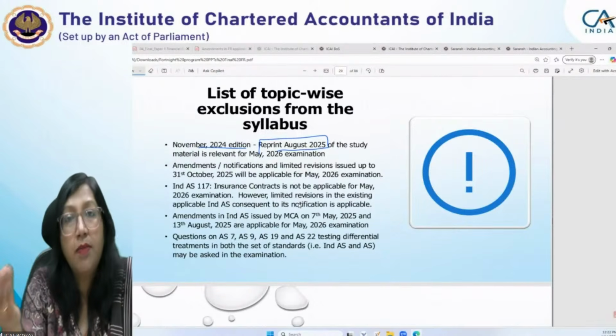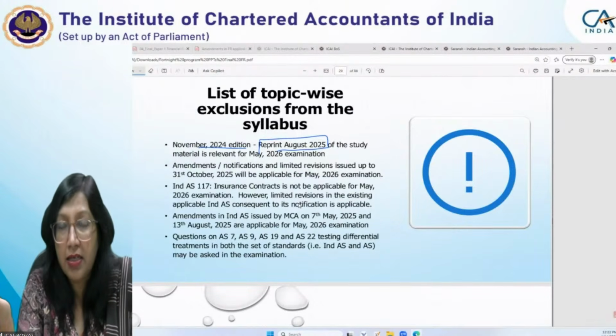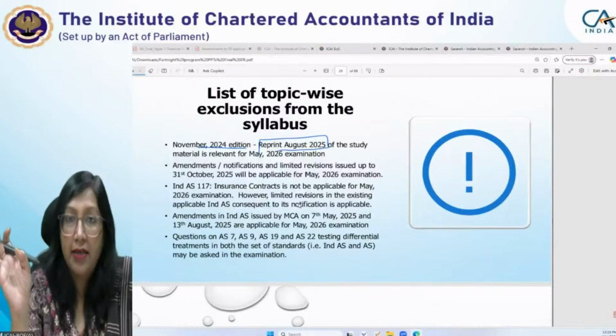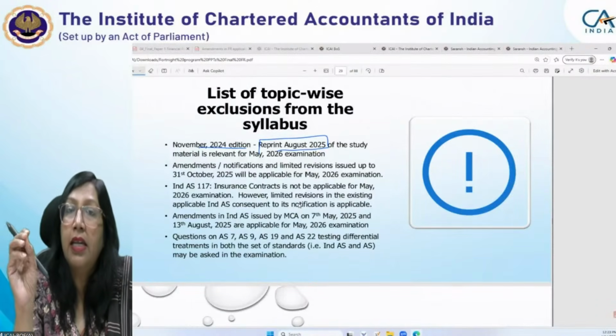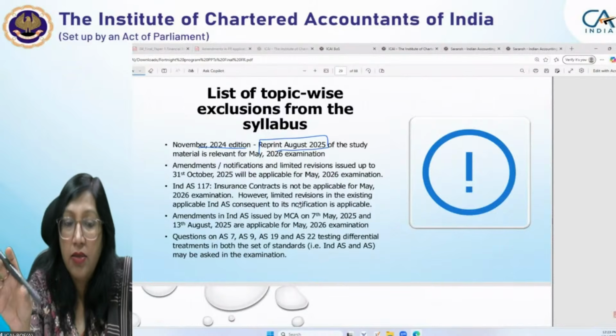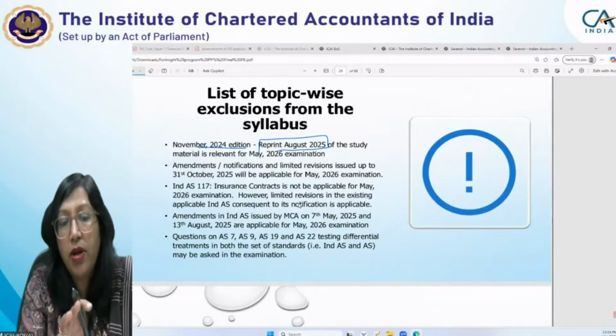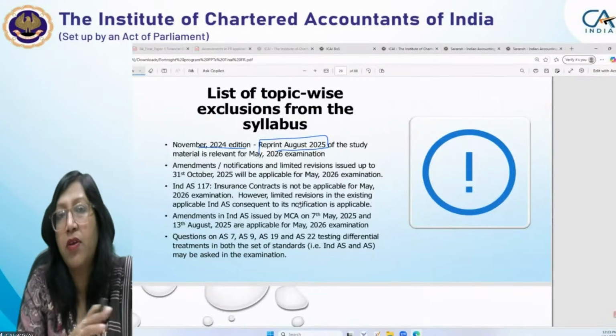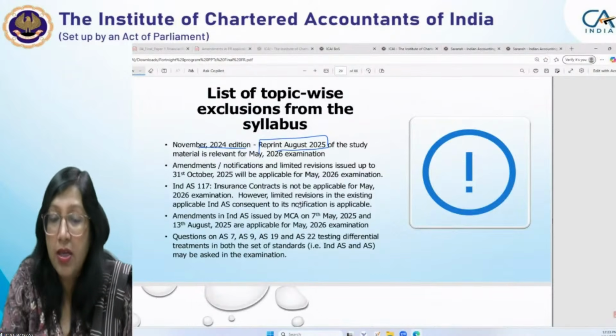just sent a mail to us and we found that yes, their contentions are valid. We modified that. So that is there, and they are very minor corrections. Some corrections may be related to formatting only. So in case you're having the November 2024 edition, reprint before August 25, that also holds good. You can study from there.